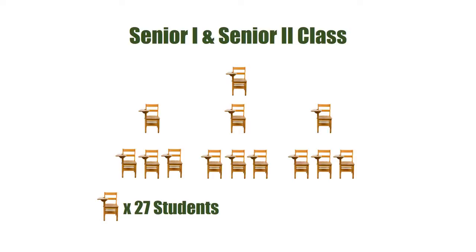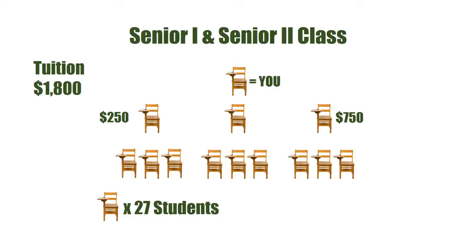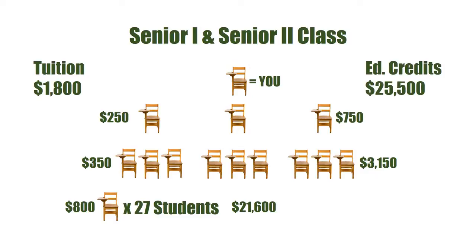Now the Senior 1 and Senior 2 class. You are at the head of the class, 39 seats behind you. Tuition is $1,800, but it pays back $250 for row number 1, or a total of $750. $350 for row number 2, $3,150 when those 9 seats fill. And then $800 for row number 3, 27 students on row number 3, a total of $21,600, or $25,500 for each class when it's completely filled.